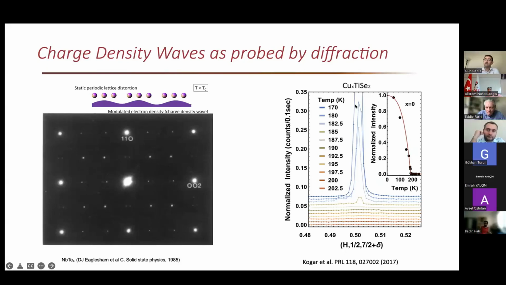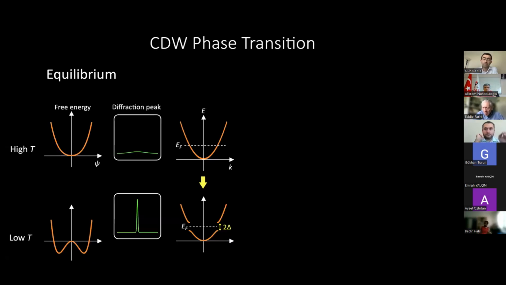And then you can see that it goes through a very phase-transition-like behavior: it shows up at TC and the intensity increases. The reason I'm showing you this is to make the point that diffraction is a very nice way of probing this ordered state of matter, directly probing the amplitude of the order parameter. So now we go back to our real goal.